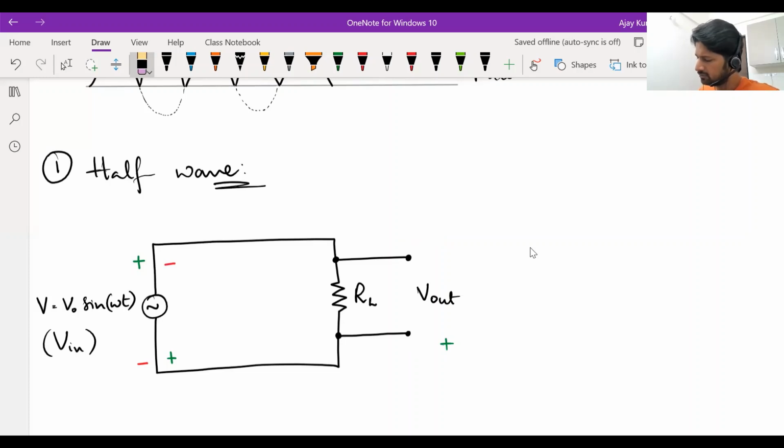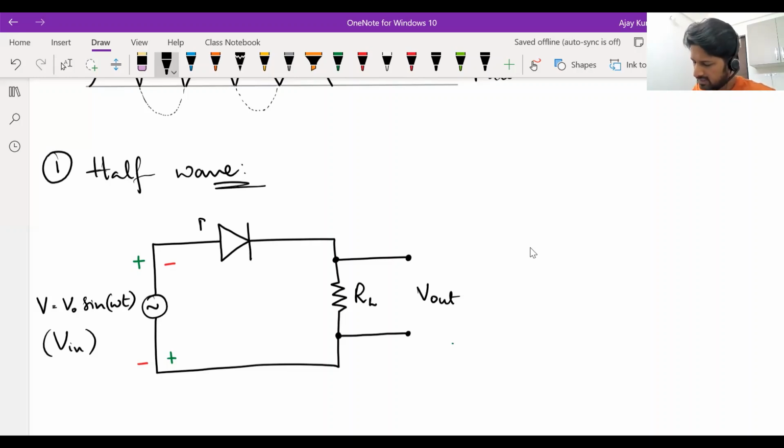Now, what we want to do is cut off one half of the cycle. So what you can simply do is connect a diode here. Assume the diode is ideal. Now what happens? See, a diode is basically a device which allows current only in one direction, and it will allow current only when it is forward biased.